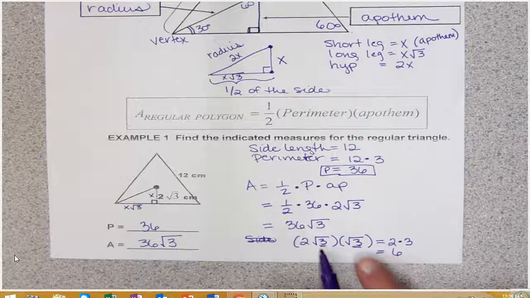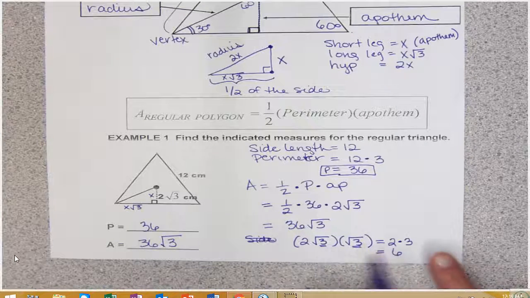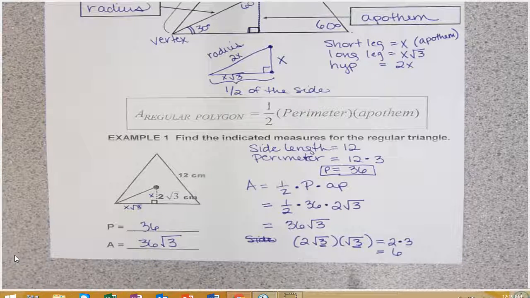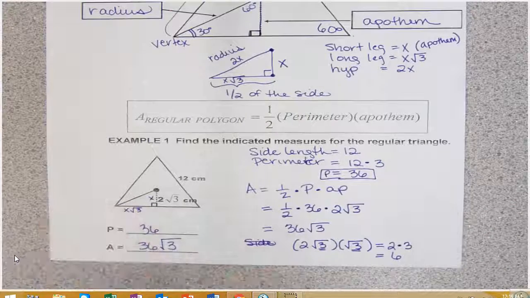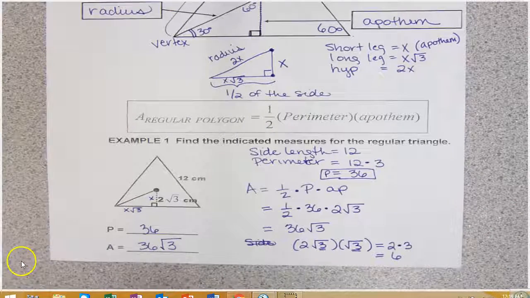For those of you who forgot, the square root of 3 times the square root of 3 is the square root of 9. What's the square root of 9? 3. But you don't even have to go through those mental gymnastics. Okay, that's it for the notes. I might do a couple problems for you in the next video.